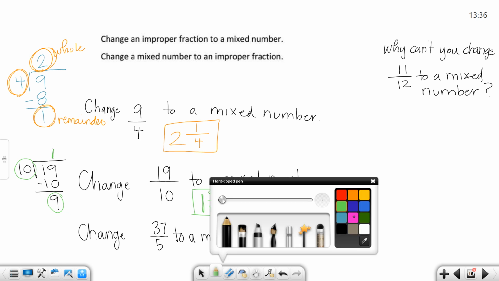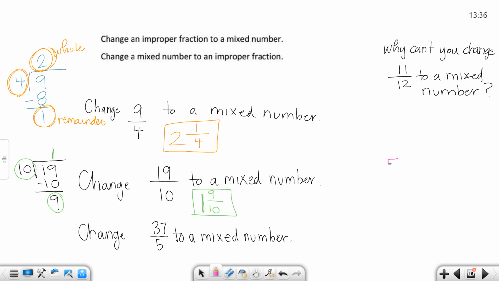Your last one is 37 divided by 5. Okay, 5 goes into 37 7 times with 2 left over. So your whole number is 7. Here's your remainder, and you put it over the divisor. And that's how you would change them to mixed numbers.